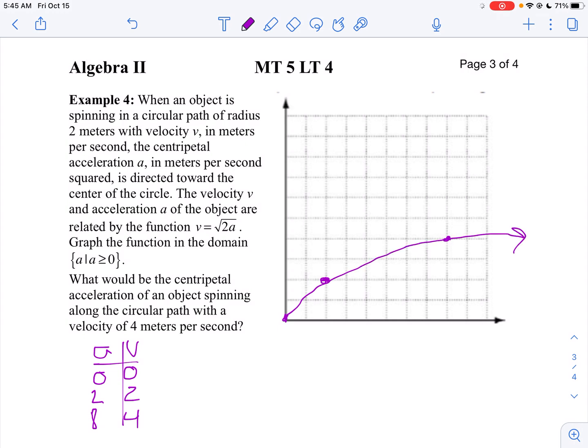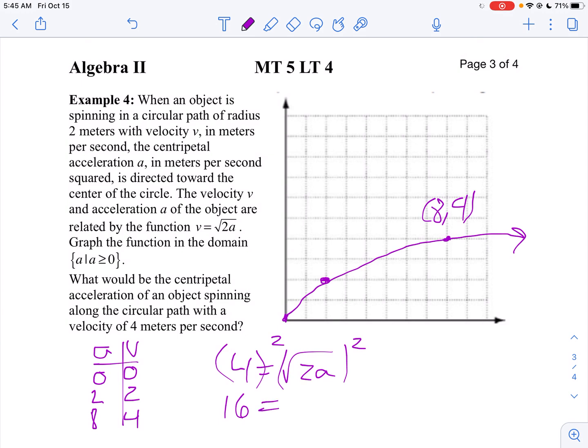And then notice when v, I want to know when the velocity is going to be 4. So if I put 4 in for v, I get 4 equals the square root of 2 times a. Well, let's talk about how you're going to solve that. Well, I'm going to square both sides. Oh, in fact, I already answered this, didn't I? You can see it. It's on the graph. When is v 4? Right here at 8 and 4. So at an acceleration of 8 meters per second squared.